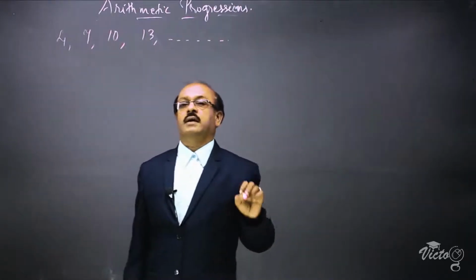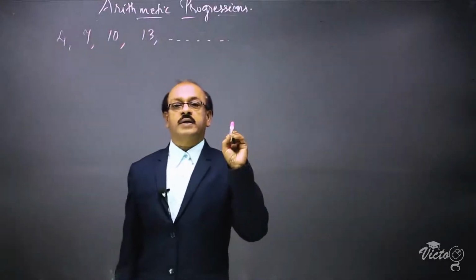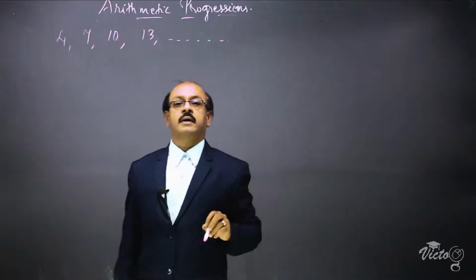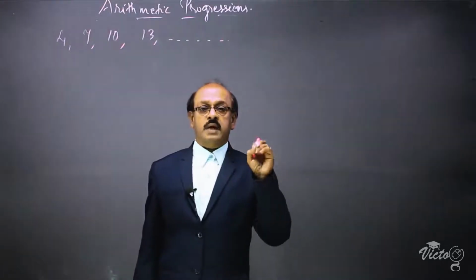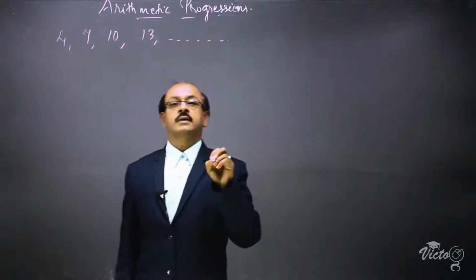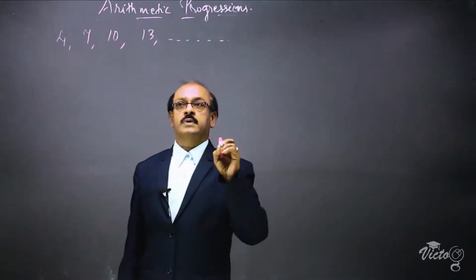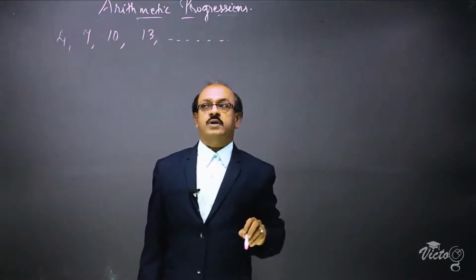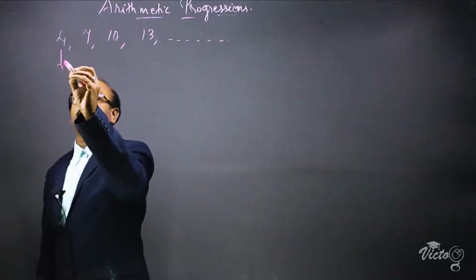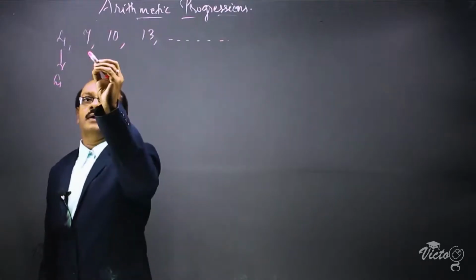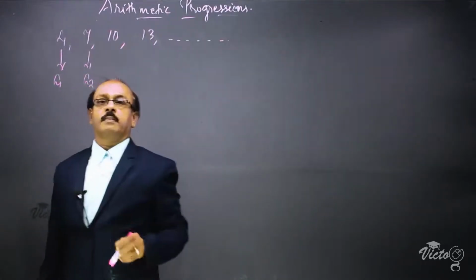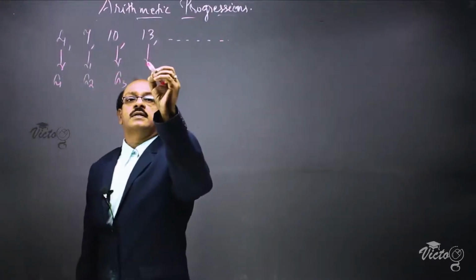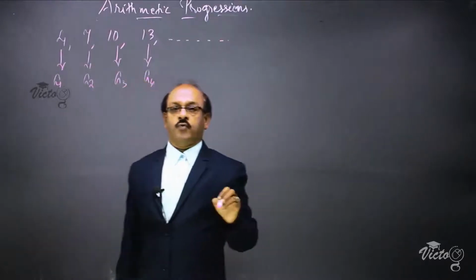Let us see once again. If we are adding a particular number to the first term, we will obtain the second term. And if we are adding the same particular number to the second term, we are getting the third term. And the sequence of numbers thus obtained is called an arithmetic progression. Let us call this the first term denoted by A1. And this is the second term denoted by A2, and this is the third term denoted by A3, and this is the fourth term denoted A4, and so on.